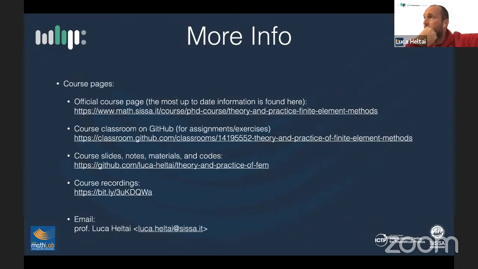I'll share this PDF with you, so you'll have access to all of these slides. The official course page is the one that is present at the beginning here, and this is where you'll find up-to-date information about times and dates of the course, and about the course being online or live. The classroom is going to be done on GitHub. There's a GitHub Classroom code that is open and will be filled with theories, assignments and exercises. All the slides, the notes, the materials, and the codes will be available on the GitHub repository that you see here.